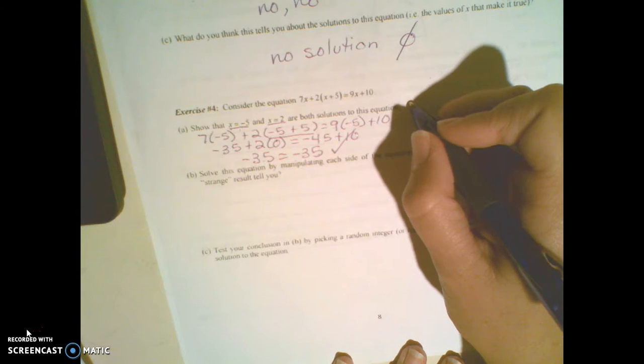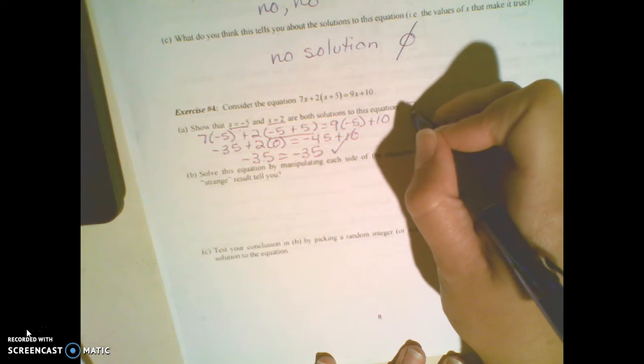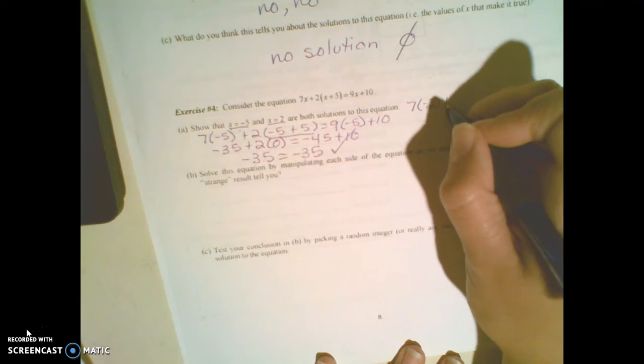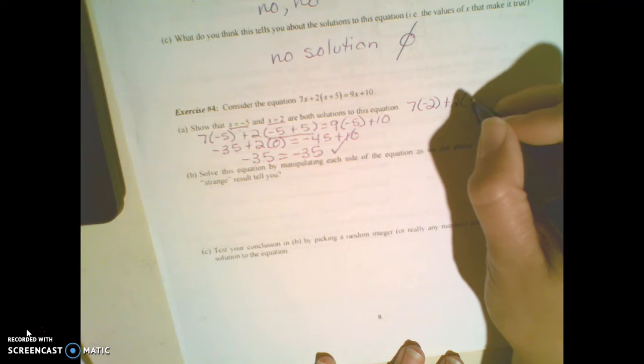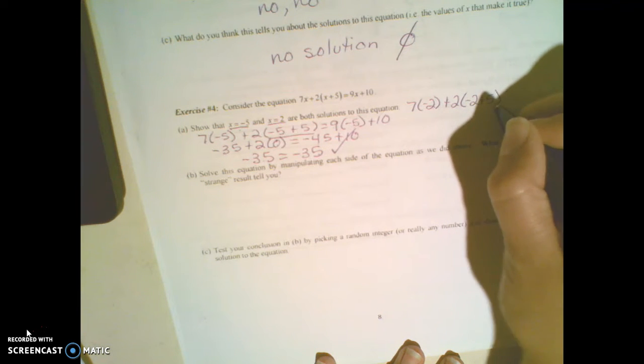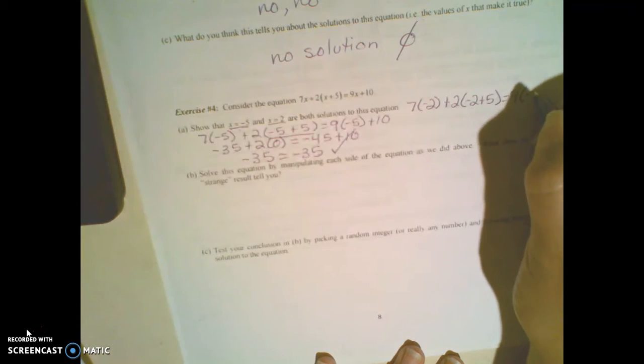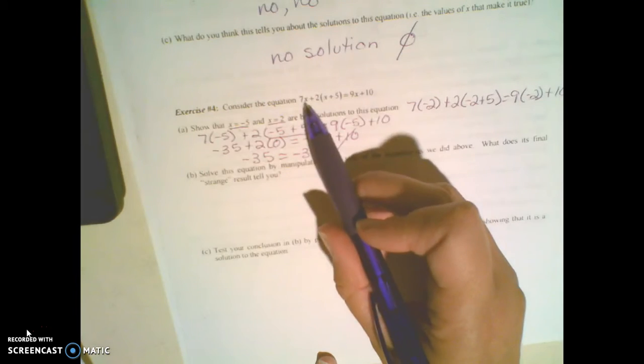Now I'm going to do the same thing with negative 2. So 7 times negative 2 plus 2, negative 2 plus 5 equals 9 times negative 2 plus 10. So I've just put in negative 2 for all of my x's in the equation. That's up here.